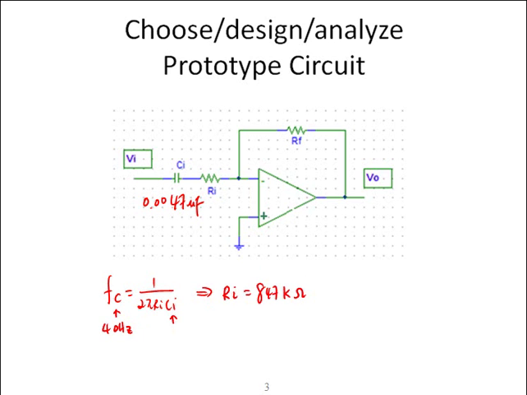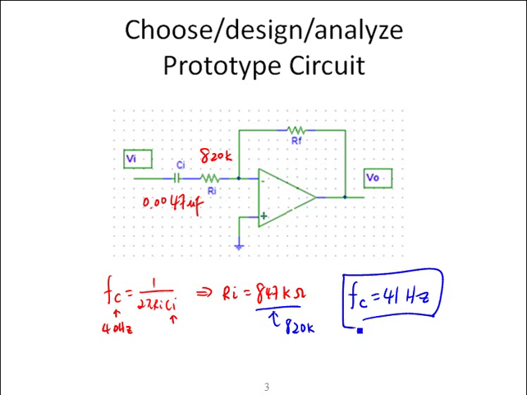When building the circuit, we use the closest value, 820 kilo-ohm. That's our input resistance. With this design, we recalculate the cutoff frequency. It's 41 Hz theoretically.